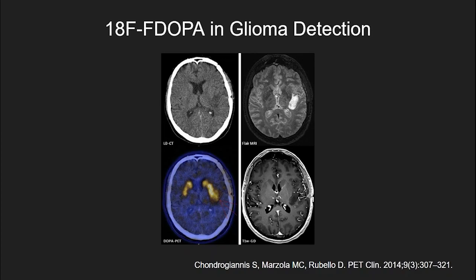It is readily apparent on the F-DOPA image. And you can see how low the background, other than the striatum, is for F-DOPA, and so this readily identifies lesions on PET-CT imaging.